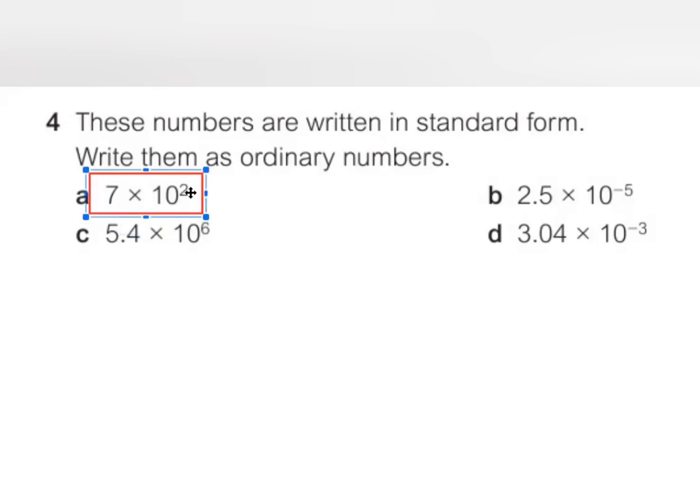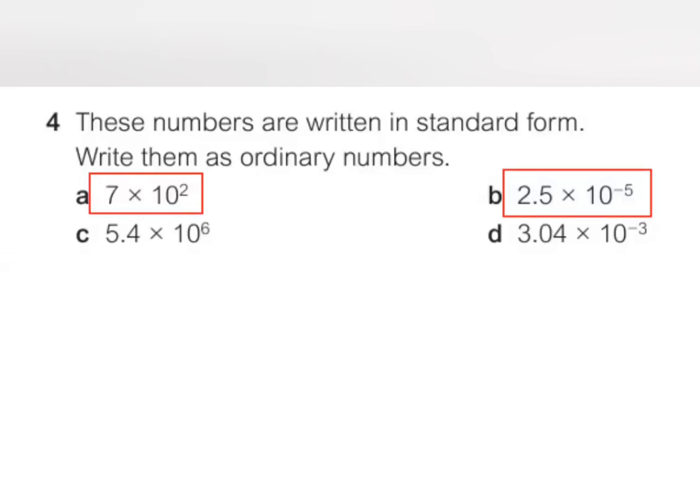Now, with A here, the power is positive. And the difference between it and this question, the power here is negative. If the power is positive, it means you have to move the decimal point to the right side. It means you have to make the number bigger. And with the negative power, it means you have to make the number smaller and move the decimal point to the left side. Now let me show you. I'm going to explain A and B because C and D have the same idea.